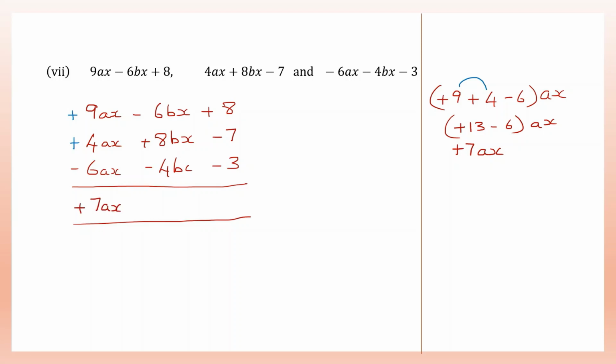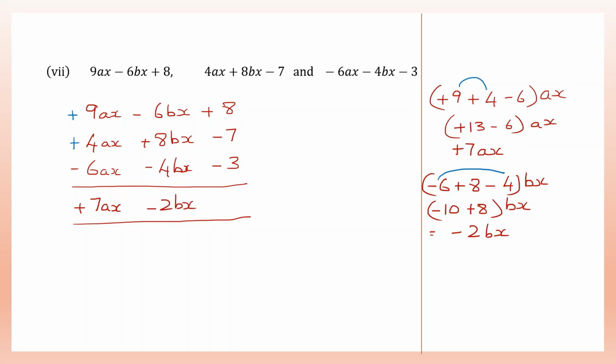Let's go to the second set, bx. Now this is bx. Okay, so let's write down only the numbers. Minus 6, plus 8, minus 4 bx. Add up the numbers with the same sign, minus 6 and minus 4. So let's add it up. Minus 6 minus 4 is minus 10, plus 8 bx. When signs are different, put the sign of the bigger number and subtract. 10 minus 8 is 2, so minus 2 bx.